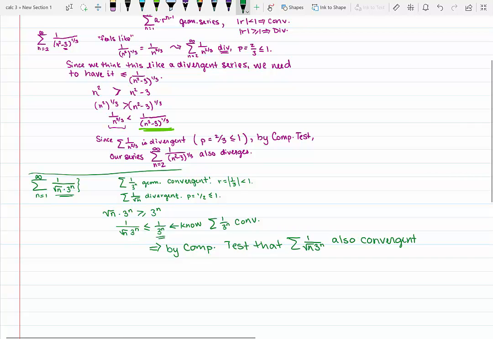Now, you may be asking yourself a question. Couldn't I have just said that 1 over root n times 3 to the n is less than or equal to 1 over root n? And wouldn't that have troubled this result? And the answer is no, it wouldn't. And I want to show you why.